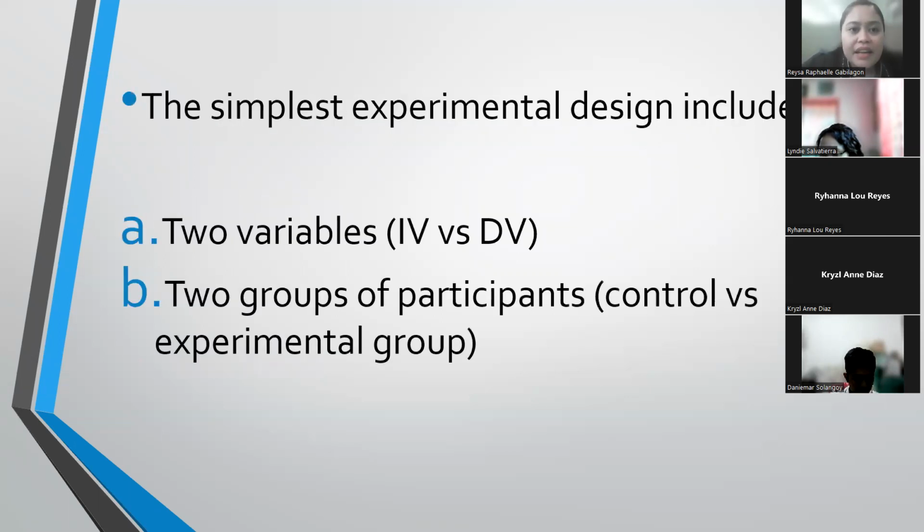Okay? So the simplest experimental designs have at least two variables, the independent and the dependent variables. I think I mentioned this last time. When you say independent variables, these are the predictor variables. Nagpe-predict ng outcome. So definitely the dependent variable is the outcome. And we have at least two groups of participants. We have the control group and at the same time, the experimental group.